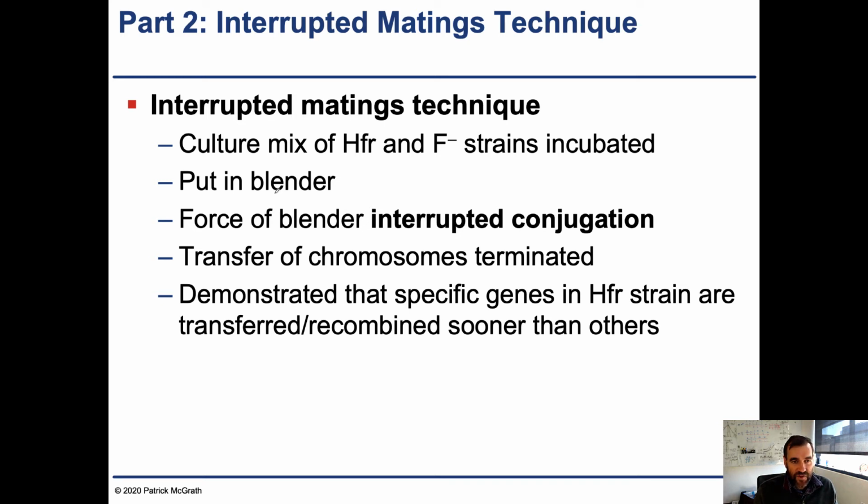And so the idea of this was to create this interrupted mating technique where you allowed Hfr and F minus strains to be incubated together so they could begin conjugation, but you interrupted the conjugation at certain times. And the way you did this is you actually just put them in a blender, and then the shearing forces from the blender would break apart the pili, and the cells would separate from each other. So in this way, you could transfer a certain amount of DNA up to a certain point.